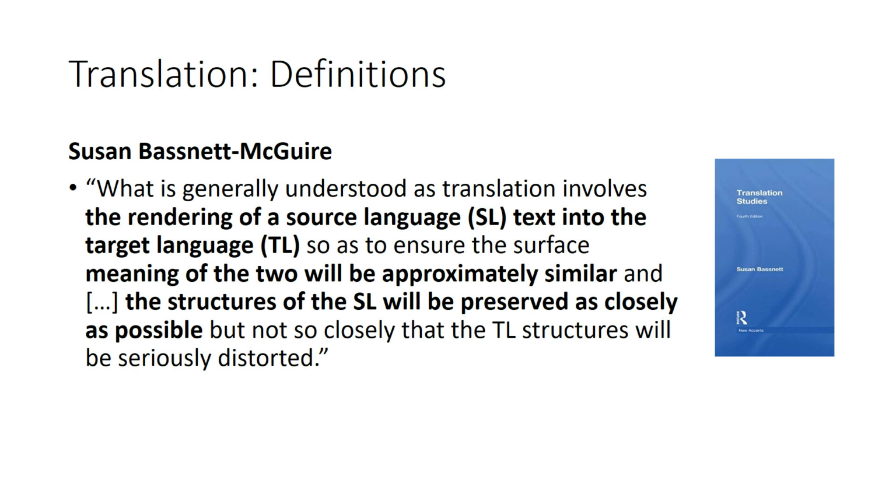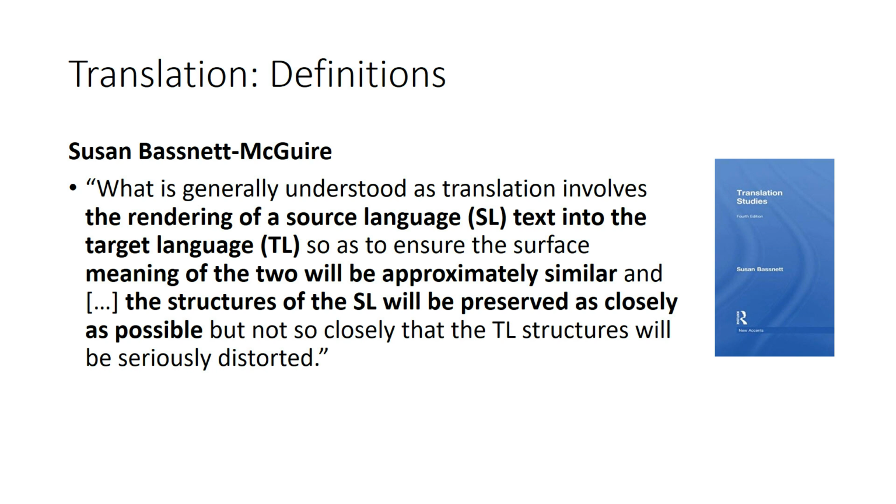She writes, "What is generally understood as translation involves the rendering of a source language text into the target language so as to ensure the surface meaning of the two will be approximately similar and the structures of the source language will be preserved as closely as possible, but not so closely that the target language structures will be seriously distorted." So you really have to take this definition apart. She's saying that we do want to transfer meaning, but we also want the structures of the target language to be as similar as possible to the structures of the source language. So she emphasizes both meaning and form.